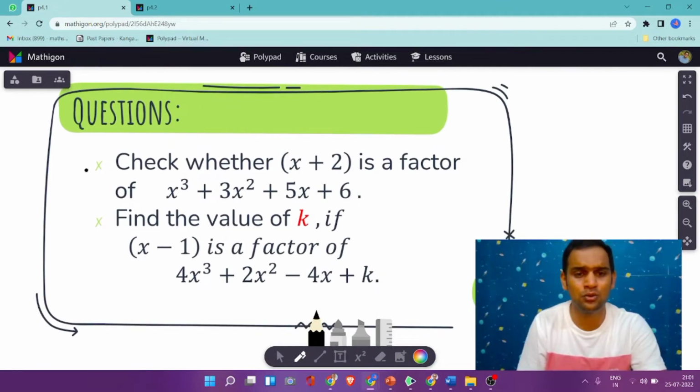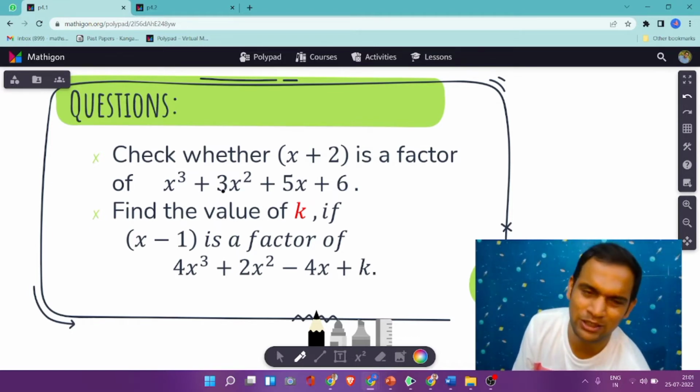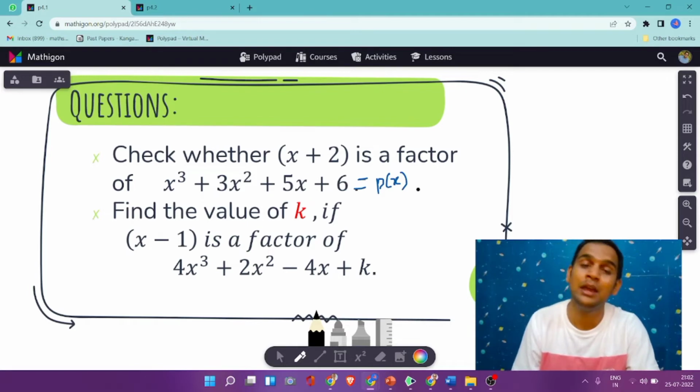Generally, you are asked two types of questions. Number one is, we have to check whether x plus 2 is a factor of this particular polynomial or not. How do we check? We find the remainder using the remainder theorem. If the remainder is 0, then by using the factor theorem, we say that x plus 2 is a factor of p of x. I will name this polynomial as p of x. Why say every time this polynomial? So x plus 2 is a factor of p of x.